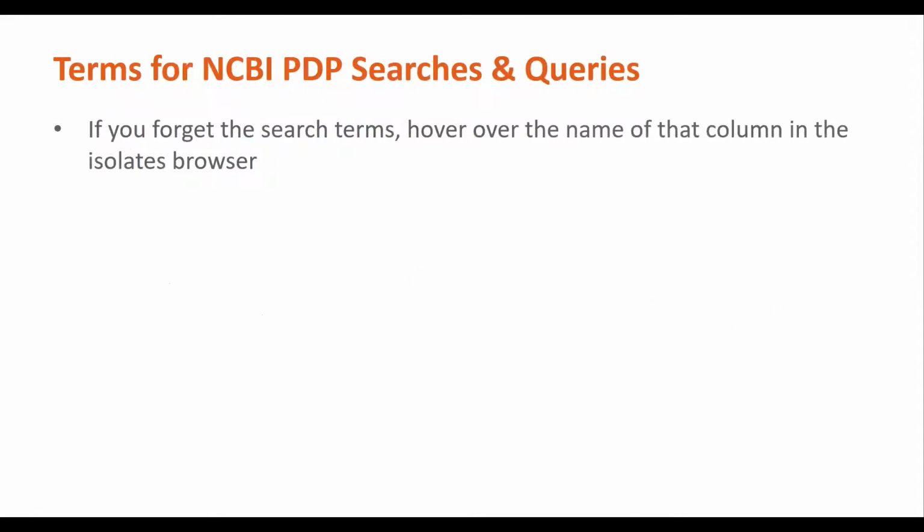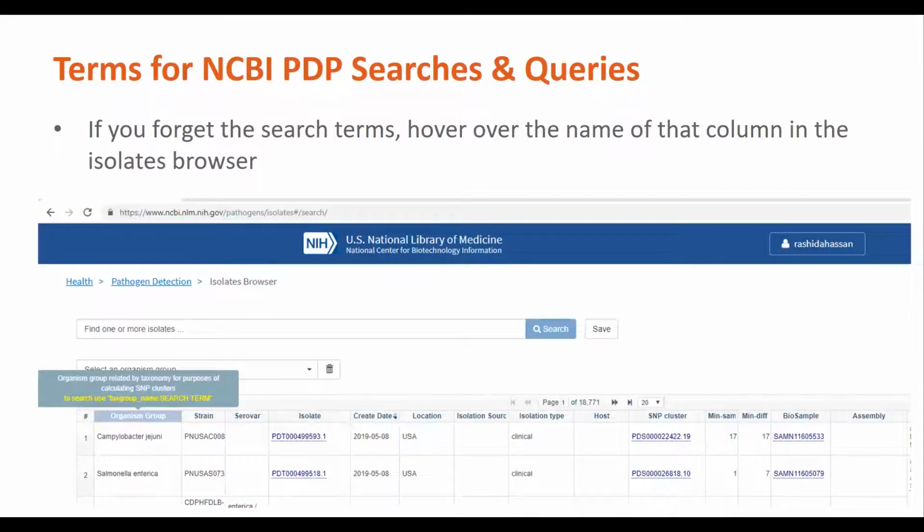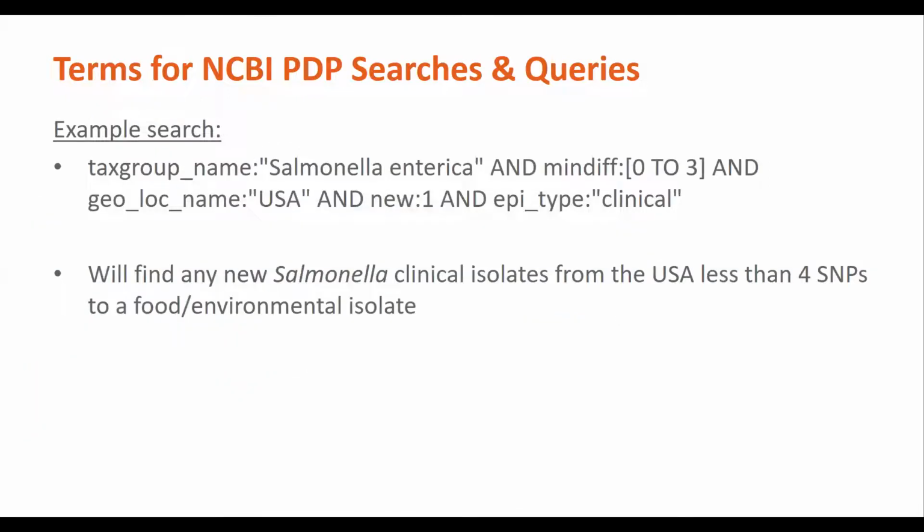If you ever forget how to search for those, if you hover over the variable name in the main isolate browser window, it'll tell you what the search name is. So you can use tax group underscore name with the search name there if you actually want to search by a particular organism. You're not expected to memorize all of these, but you can always go through here and determine your own search criteria.